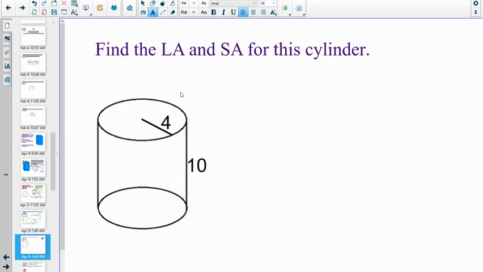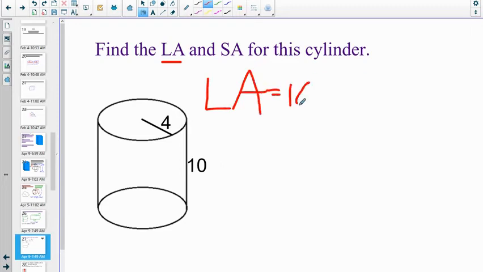So if I want to do the lateral area and the surface area for this cylinder, my lateral area, well, let's be consistent. Let's make that red. The lateral area will be the height, 10, times the circumference of this circle. Well, if the radius is 4, that means the diameter is 8. And so the circumference will be 8 pi. So if I want to leave this in exact form, it would be 80 pi. If I want to plug that into my calculator and get an approximation, 80 times pi, I get about 251.3.